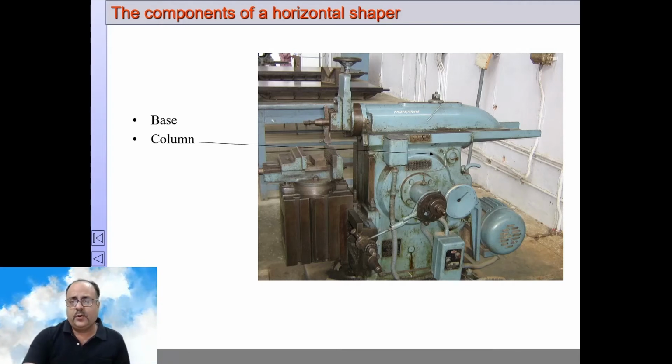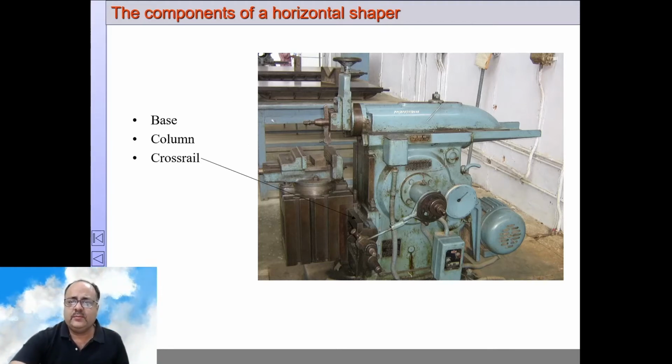So this is about the column. The cross rail is mounted on the front face of the column. It can move up and down, and the cross rail has a cross feed screw with the help of which we give a cross feed to the table.